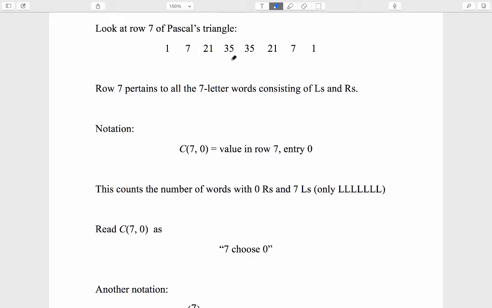It's useful to have notation for this, for singling out each address within Pascal's triangle. This notation, C(7, 0), refers to the value that lives in row 7, entry 0. And that's this entry right here. This 1 is designated by C(7, 0). That means the number of 7-letter words with 0 R's and all the rest L's. And when you see that symbol, you should read it as 7 choose 0. We'll come back to what this has to do with choosing.